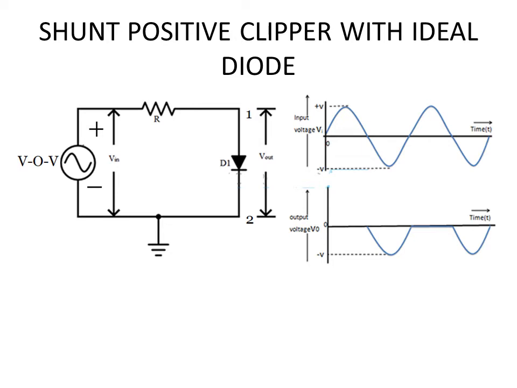So now let us see how this will work. We are giving an AC input, whatever the AC symbol drawn here, so that is the input. There is a resistor in the circuit to limit the current flowing through the diode so that it will not damage the diode, and we will be measuring the output across the diode. Now how we are going to explain it is, we will see what will happen to the diode during the positive cycle and negative cycle.